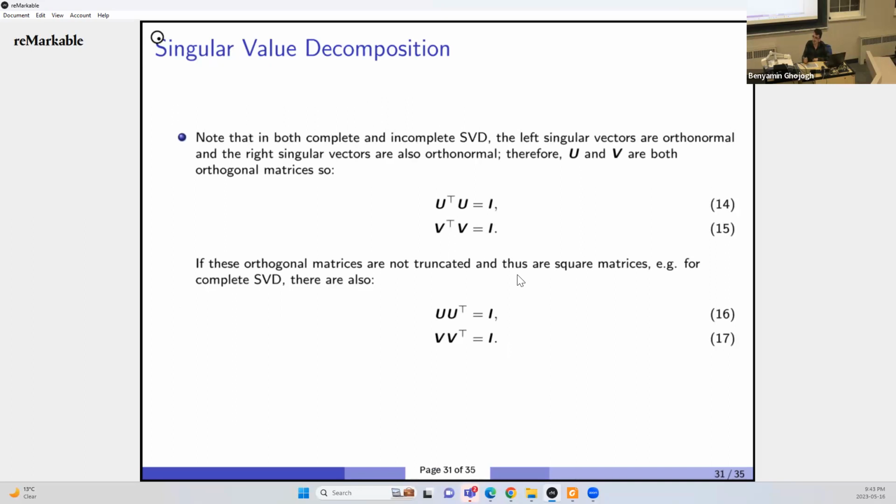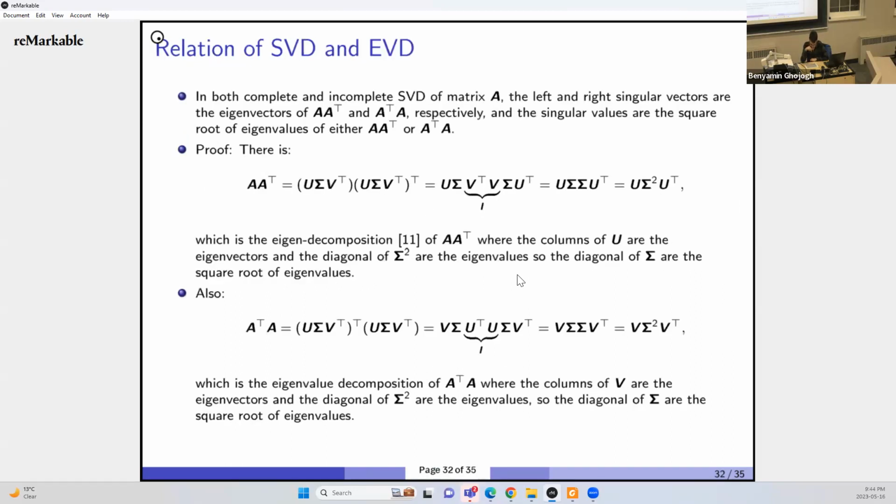U and V in the singular value decomposition are orthogonal matrices. So we have these, and if we don't truncate them, we also have these two. So U transpose U and V transpose V are I. U U transpose and V V transpose are I if we don't truncate them. The beauty is here. There is a relation between SVD and EVD.